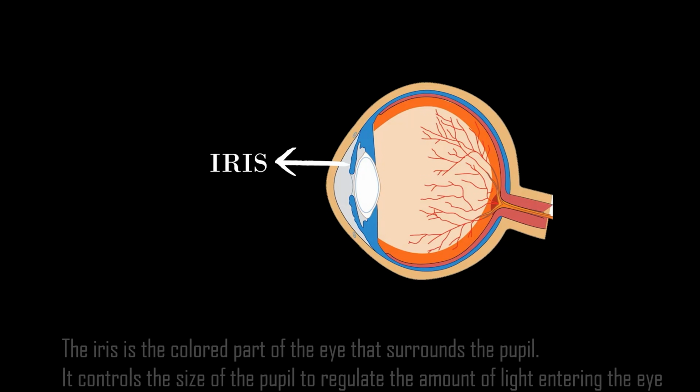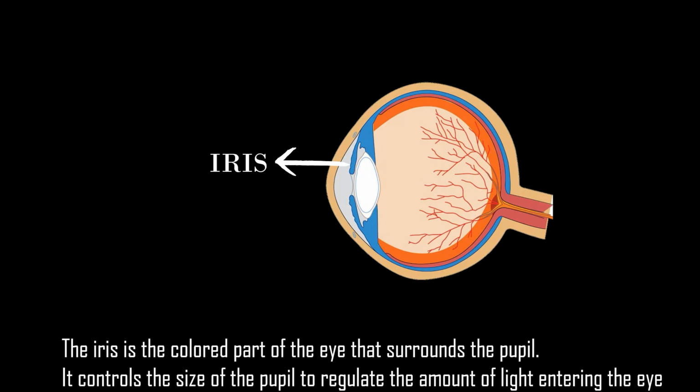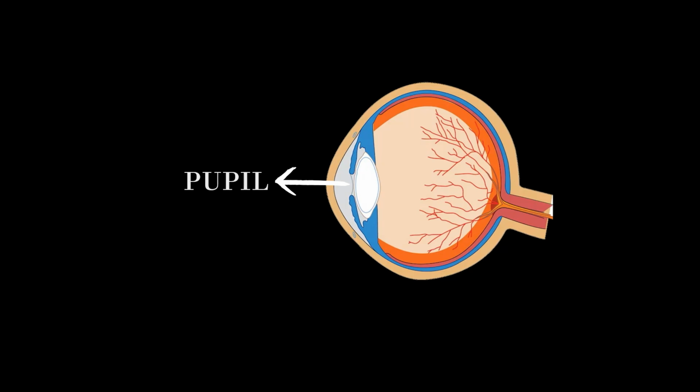So what is the iris? The iris is the colored part of the eye that surrounds the pupil, and it controls the size of the pupil to regulate the amount of light entering the eye. You should remember that the iris is the organ which regulates or controls the amount of light which enters the eye. Okay, and next, the pupil.